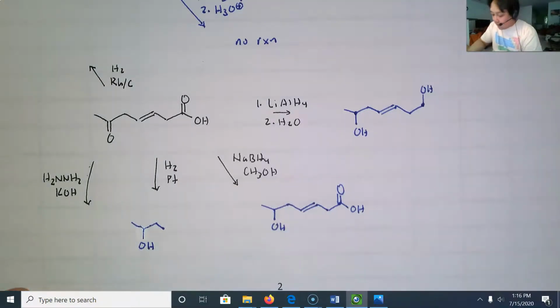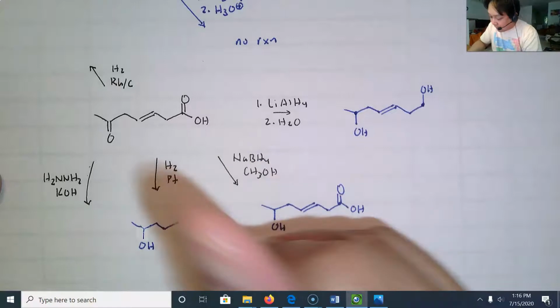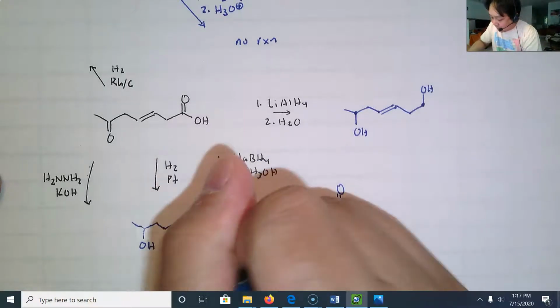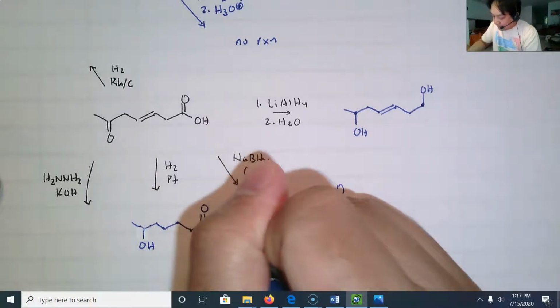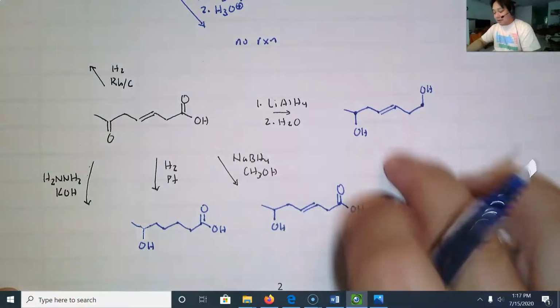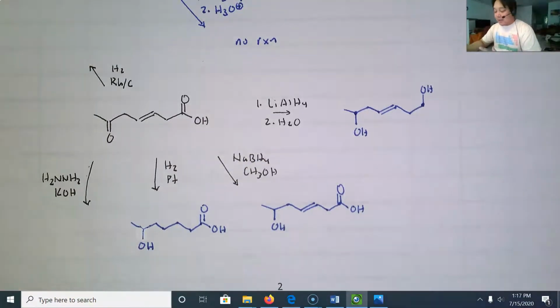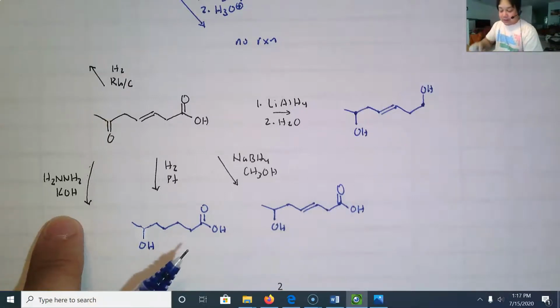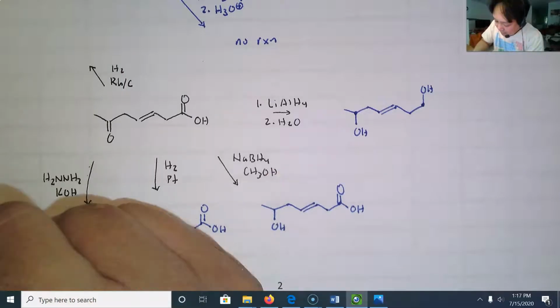Ketone to alcohol, and also alkene to alkane, but not anything with the carboxyl group. So far, all three of these are different. It just depends which one you want to reduce. You could pick and choose. This Wolff-Kishner does not work on carboxylic acids.